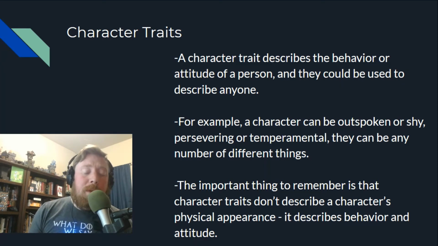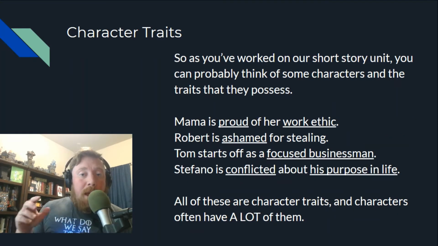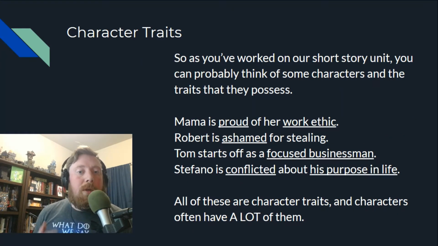The important thing to remember is that character traits don't describe a character's physical appearance, okay? It has to describe behavior and attitude. So if your character has dark hair, that's not a character trait. That is just a part of their appearance, and that might reveal something about a character trait. It might not. Okay, if the character had pristine, clean, straight black hair, maybe that tells you that they're cleanly, right? Maybe it tells you that they care about their appearance, but the black hair itself is not a character trait, okay?